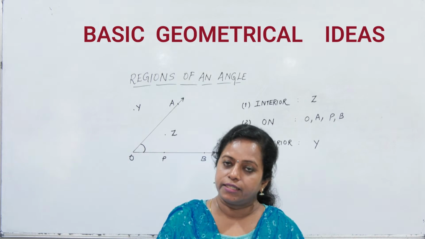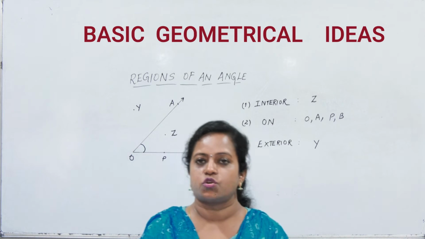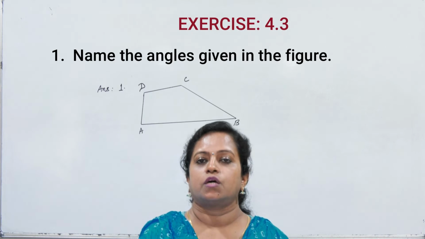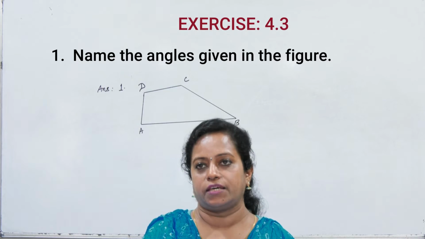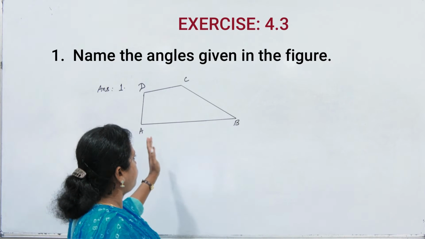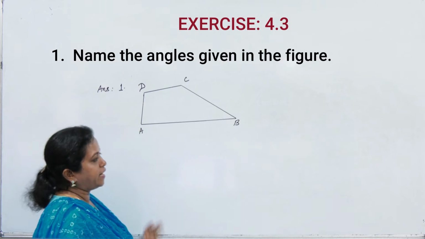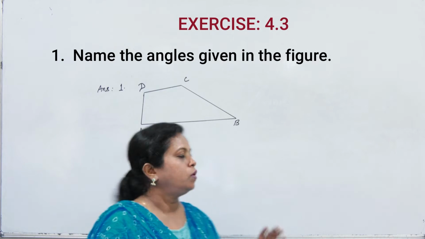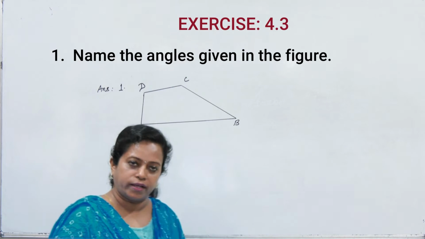Students, now that you have learnt about angle, the different parts of an angle and the regions of an angle, we will solve exercise 4.3. Question number 1 of exercise 4.3, name the angles given in the figure. You have been given a figure and from this figure you have to name the angles. Let us first identify the figure, because now you have learnt about polygons. You clearly understand this is a four-sided polygon or it is a quadrilateral.